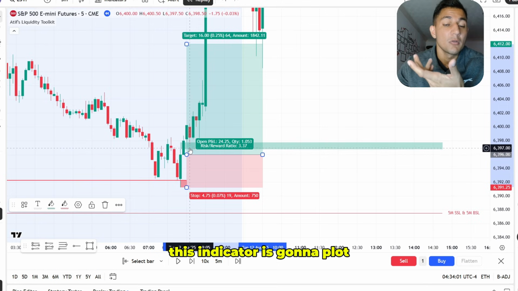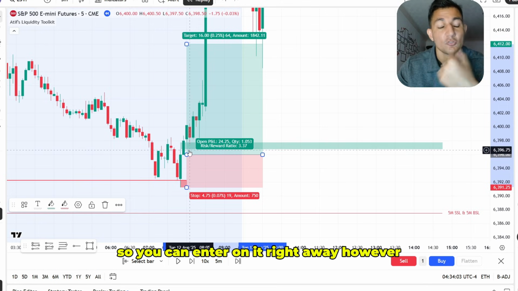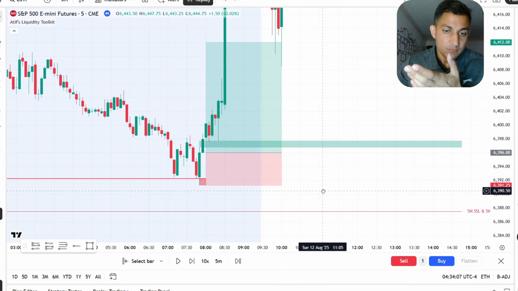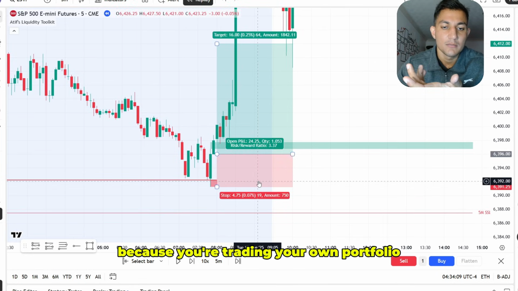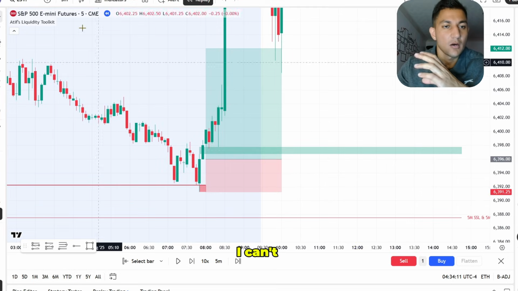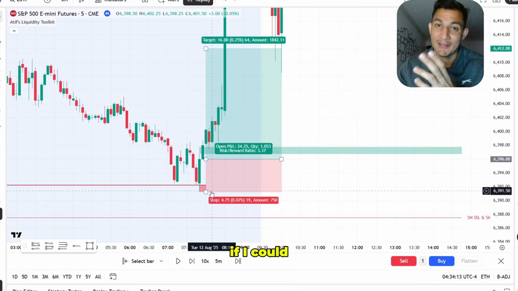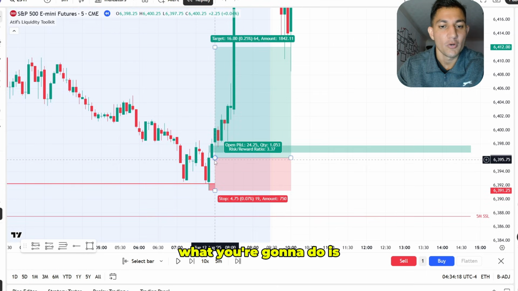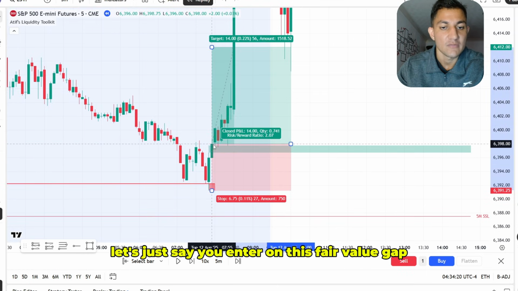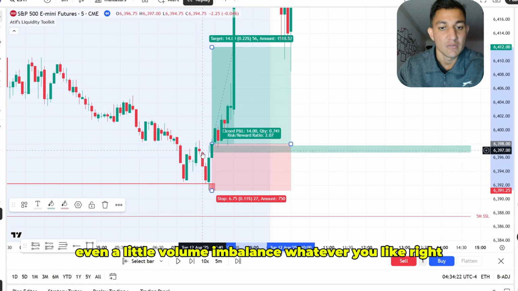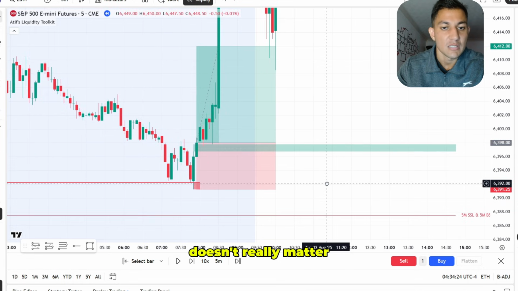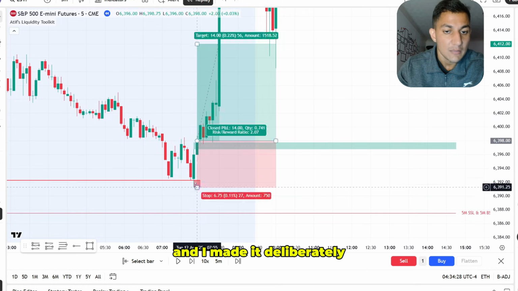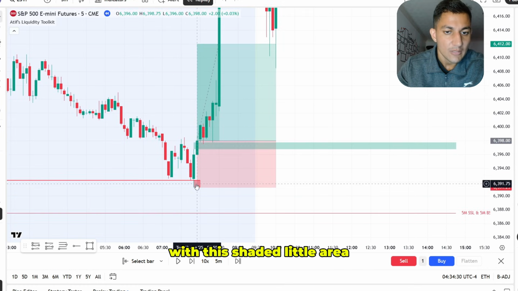This indicator is going to plot essentially the most recent fair value gap, so you can enter on it right away. However, this is crucial. Obviously, because you're trading your own portfolio, if I could, I'd force your stop loss to be here, but I can't do that, right, can I? So, what you're going to do is, let's just say you enter on this fair value gap or whatever, order block, even little volume imbalance, whatever you like. Doesn't really matter. You're going to put your stop at the liquidity sweep below, and I've made it deliberately for this shaded little area. I know it's hard.